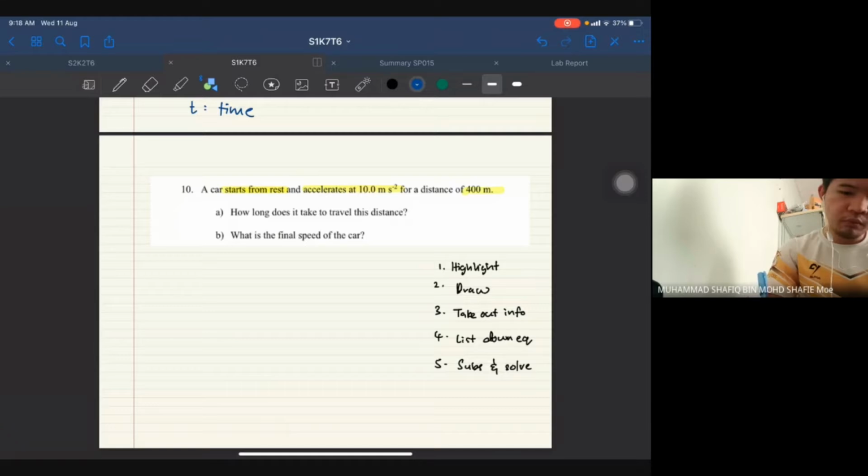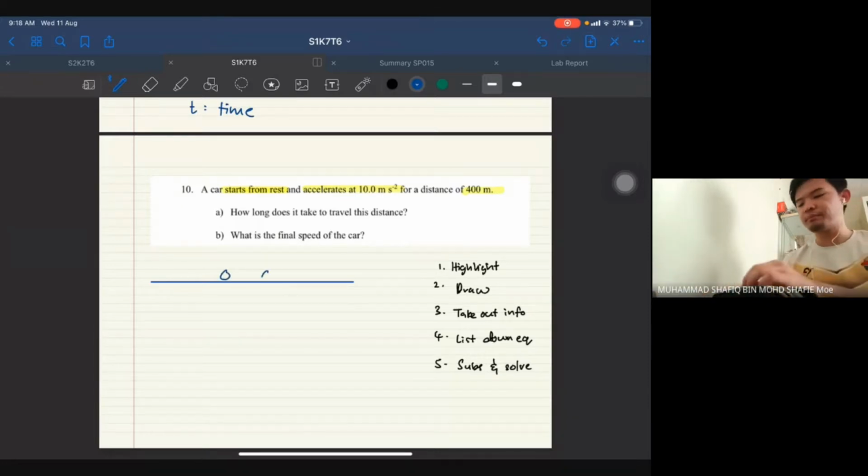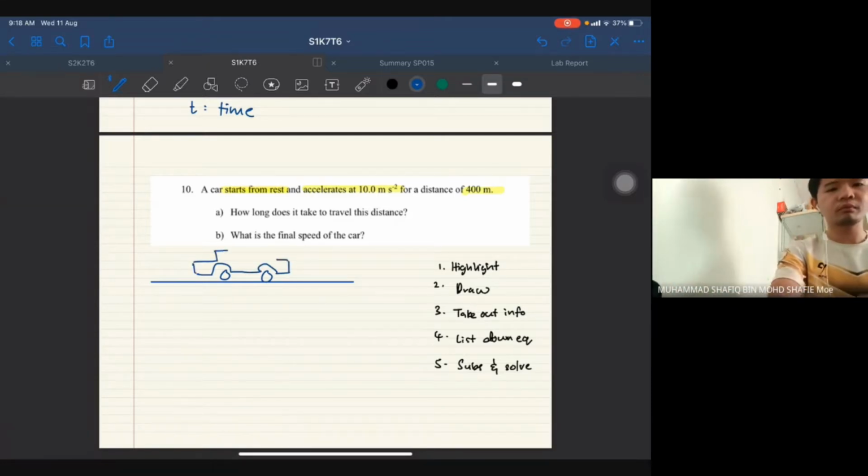So a car, so I'm gonna draw this is basically the road. So it says that a car starts from rest. Okay, car ni kamu nak assume dia ke kanan ke kiri? Kanan, sir. Okay, kalau dia tak kasih direction, it is easier for you guys to assume that it moves to the right. Sebab apa? Sebab kamu punya velocity will be positive and most of the sign convention will be positive lah. So assuming that this car will move to the right.